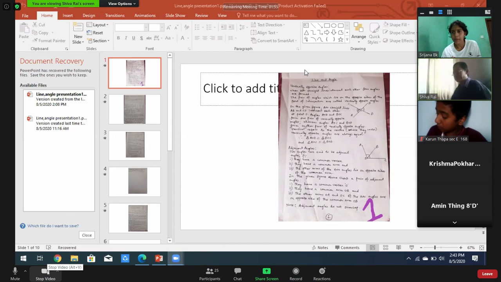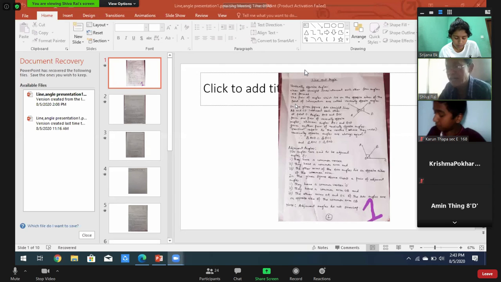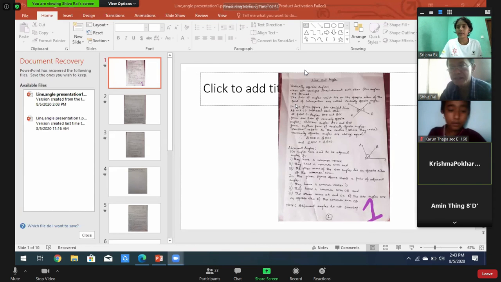In a similar way, try to do number 3, 4 also, and look at the examples also. Next time I'll start the number system. There is one topic left, that is rational numbers. I'll start rational numbers next time. Everyone clear? Yes, sir.